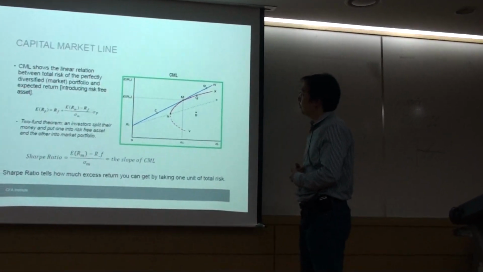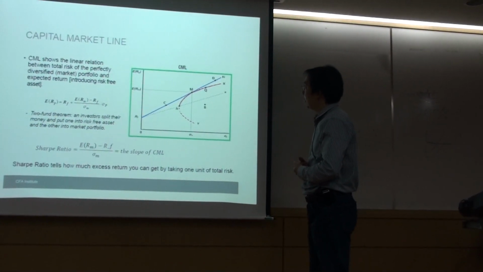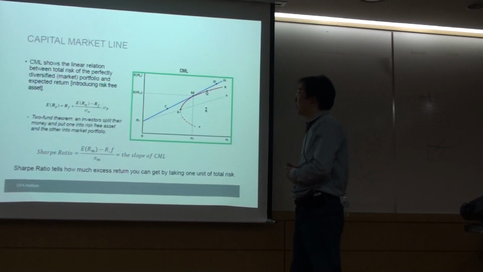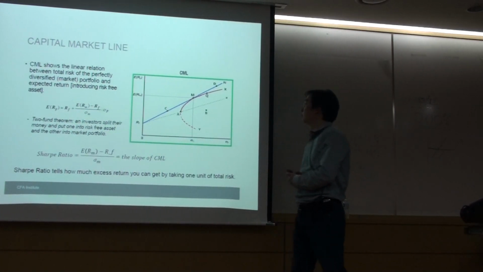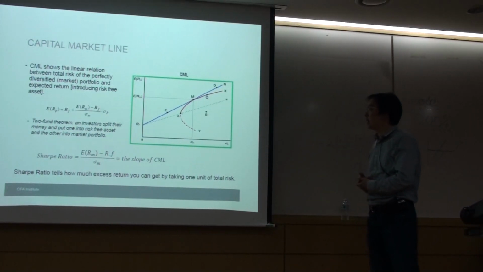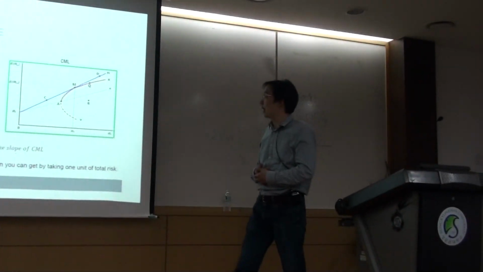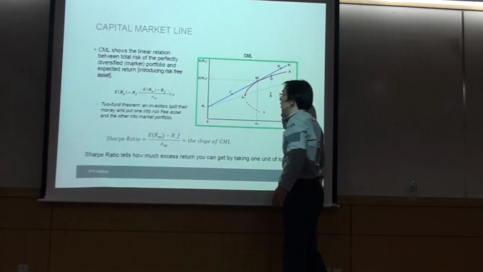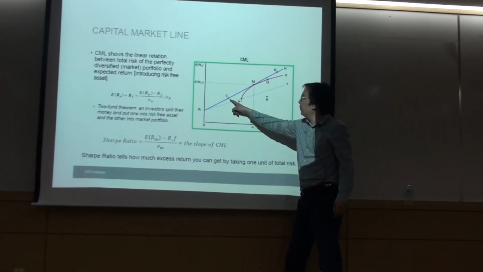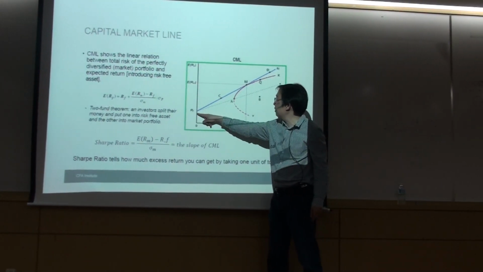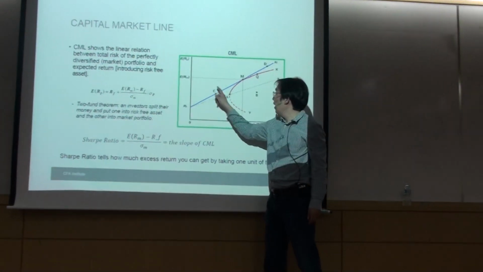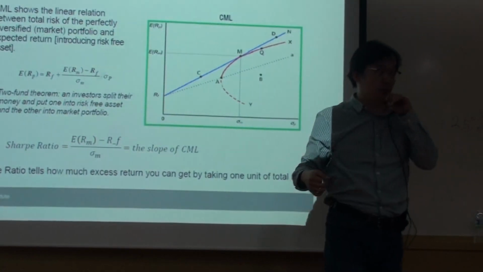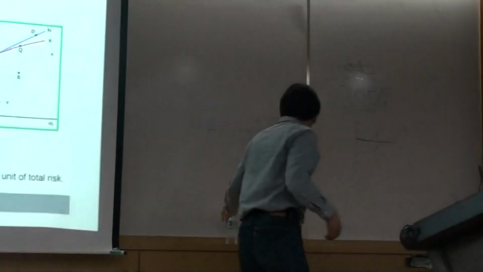Now, the two-fund theorem shows up in that an investor splits their money, putting one part into the risk-free asset and the other into the market portfolio. So your portfolio over here will be half and half between Treasury and the market portfolio.